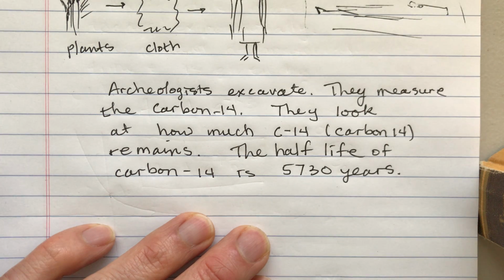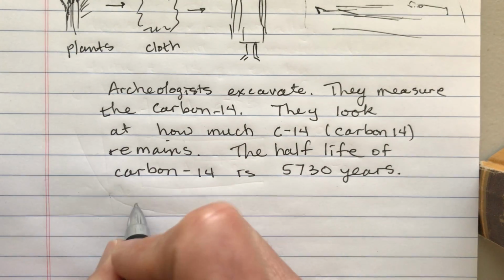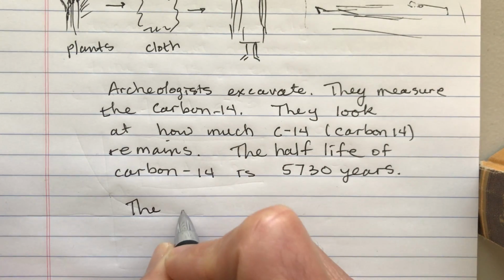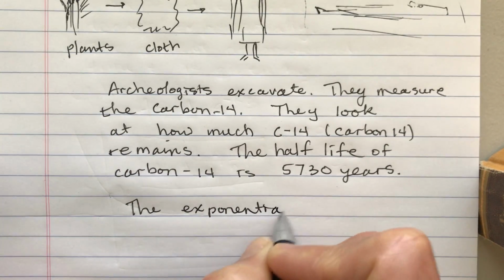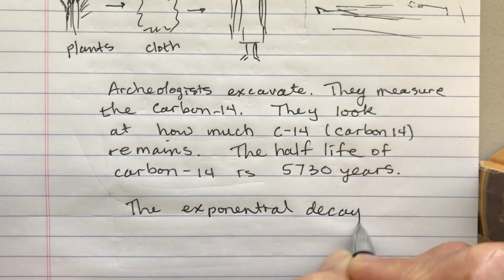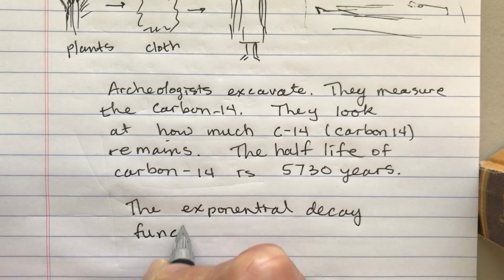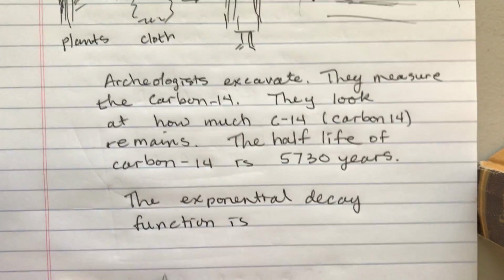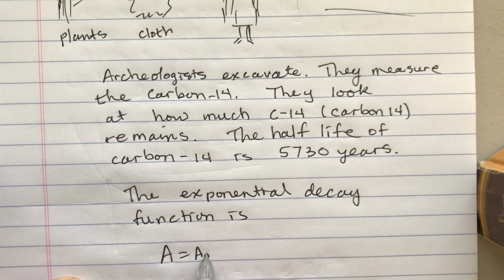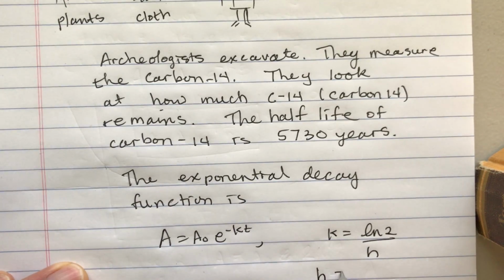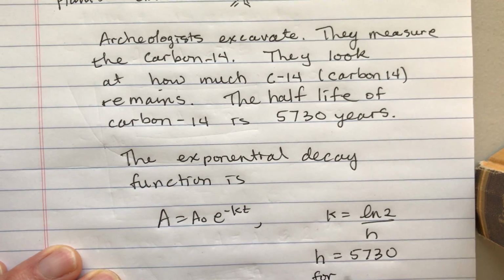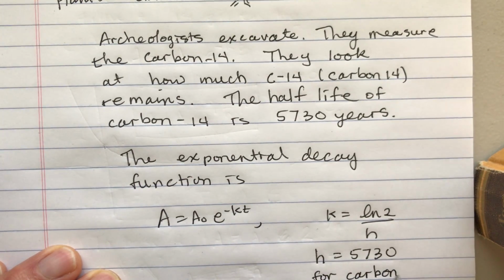So okay, the exponential decay function is A equals A0 e to the negative kt, where k is equal to ln 2 over h, and for us, h is 5,730 for carbon-14.